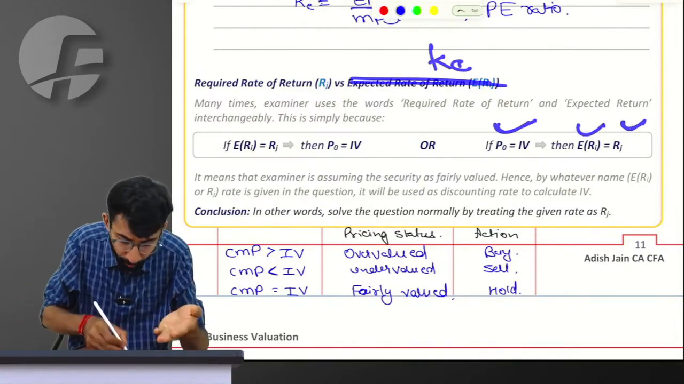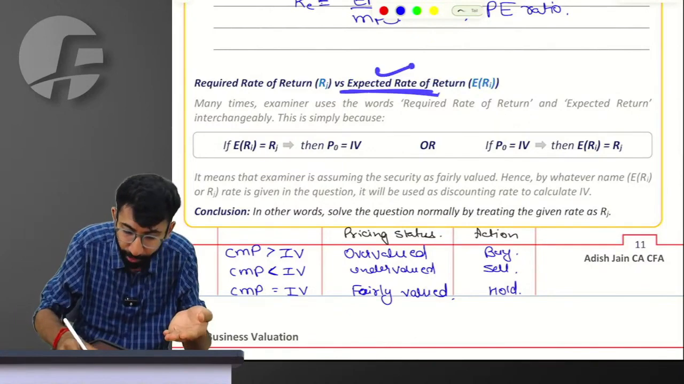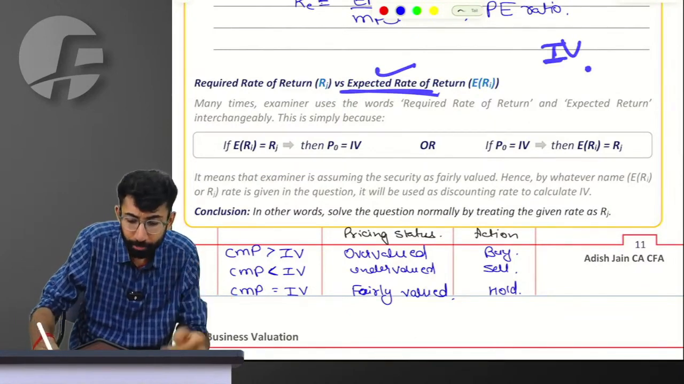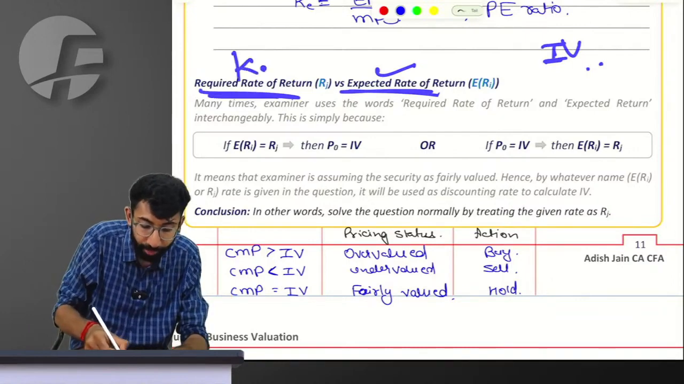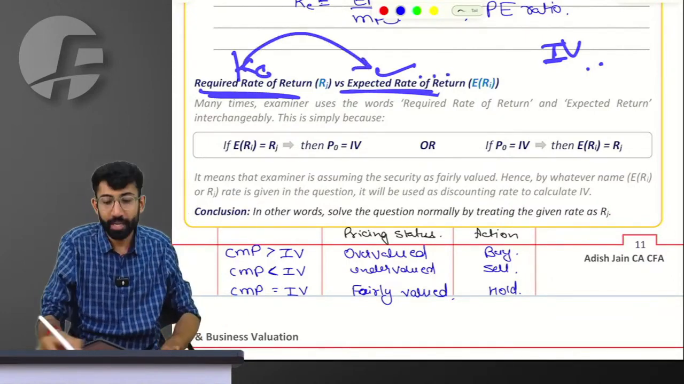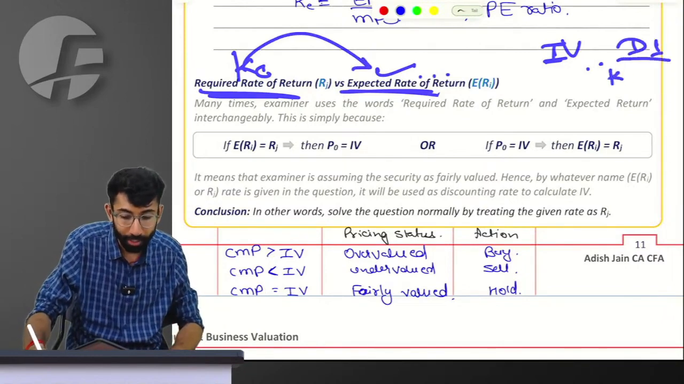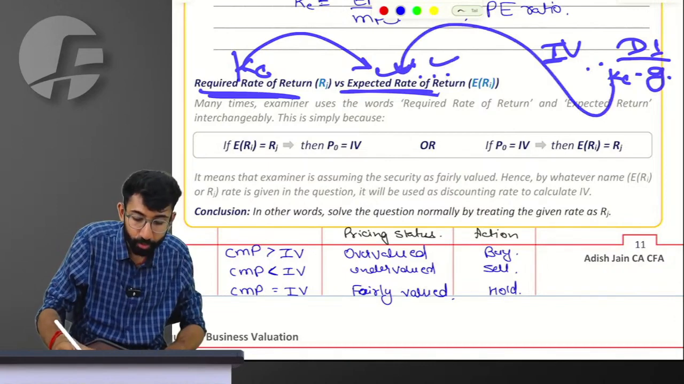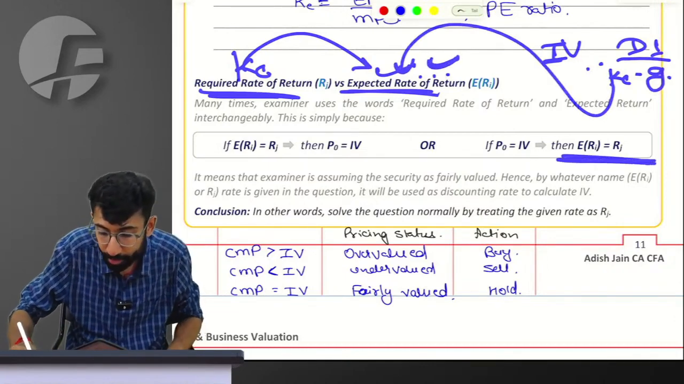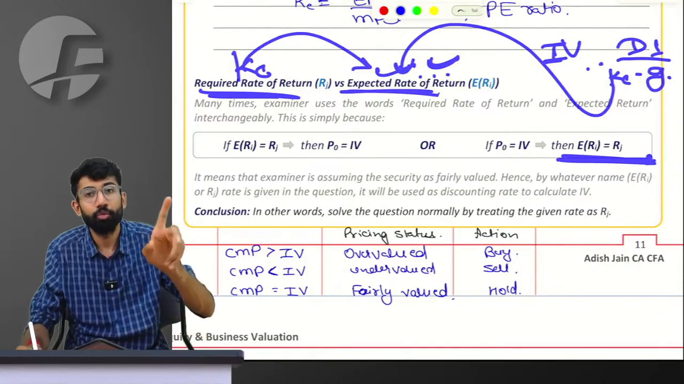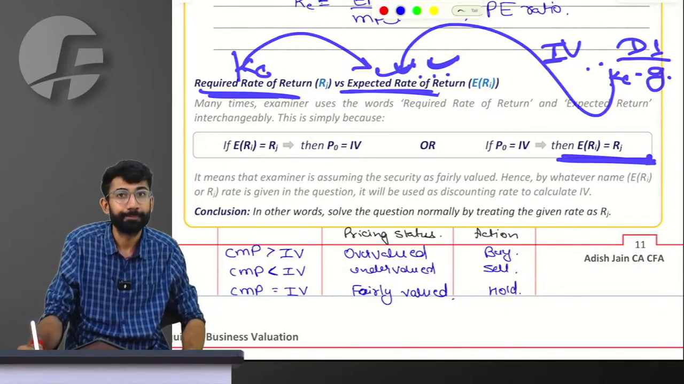Hence, the examiner will give you expected rate of return and ask you to calculate intrinsic value. Sir, how do I do it? Because I need required rate of return Ke. You can use even expected rate of return as your Ke and solve the question, is what I want to tell you. The examiner will automatically assume the share to be fairly valued, and both of them are the same in that case.